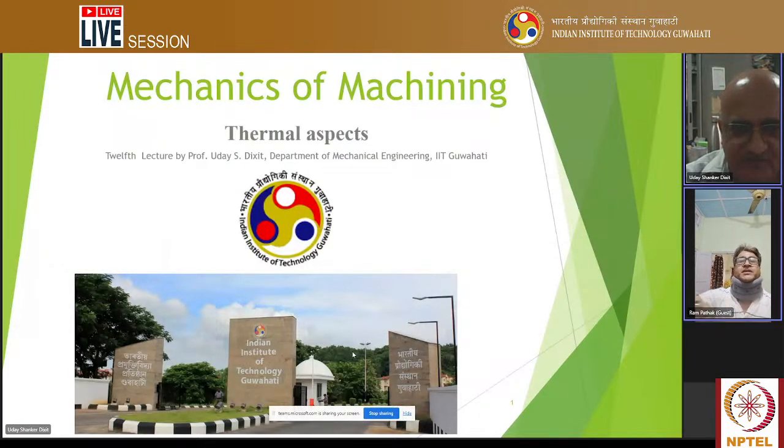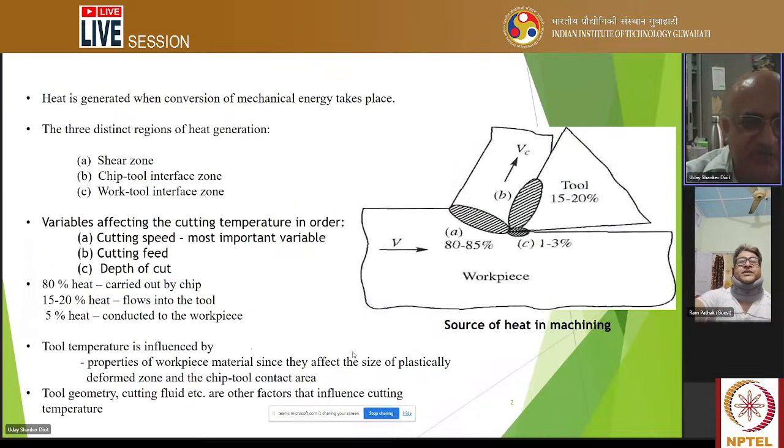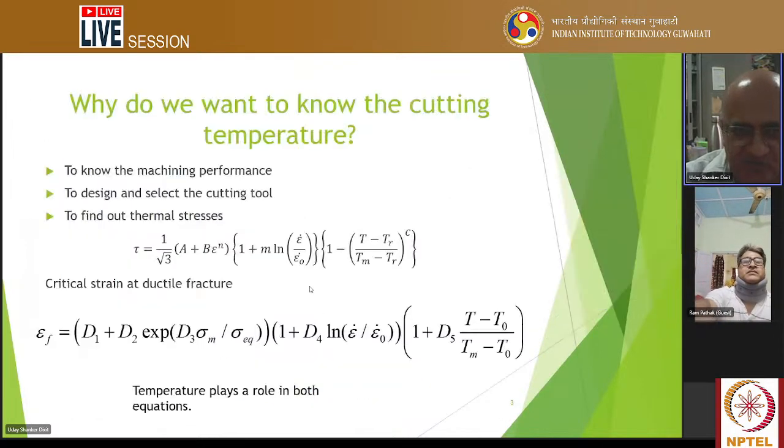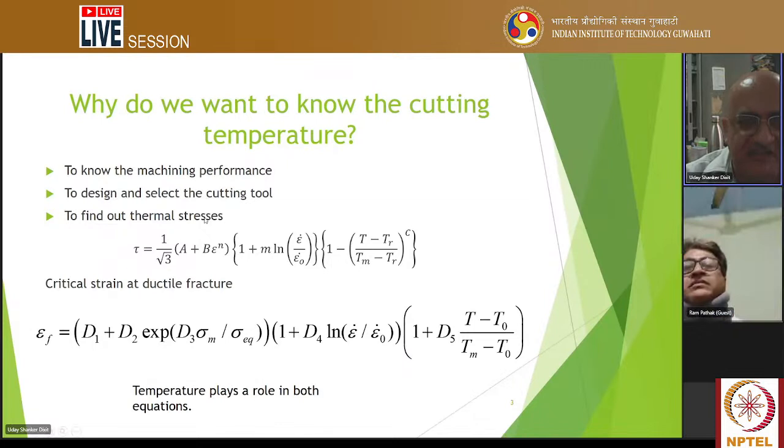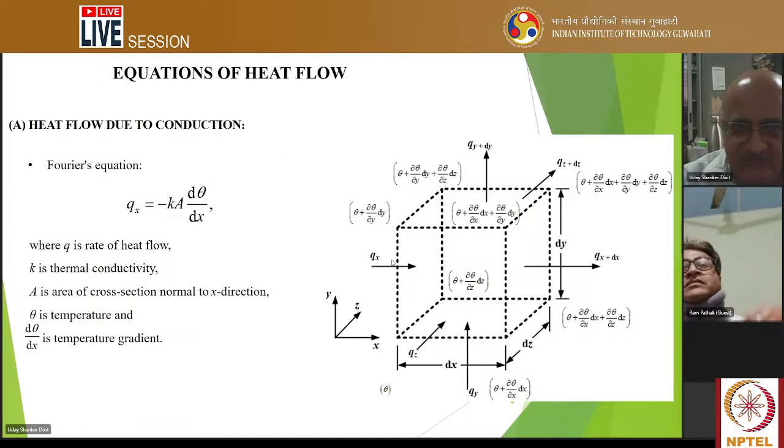So, thermal aspects. Other things about thermal aspects you can read in the book and in the lectures. But in this I had added one thing about the Johnson-Cook model: how the flow stress depends on the strain rate and temperature. If strain rate increases, the flow stress will increase, and with increasing temperature it decreases, and with strain also it increases. Then this derivation I did for heat conduction.